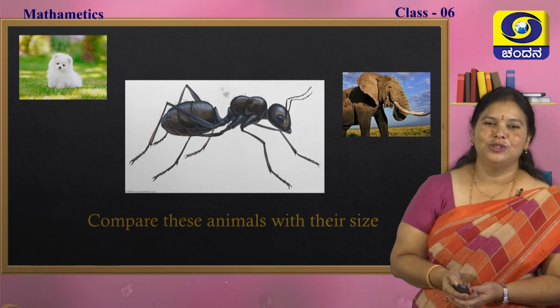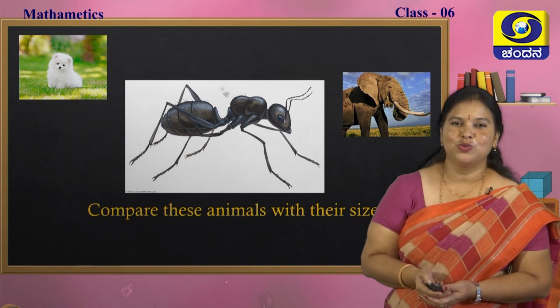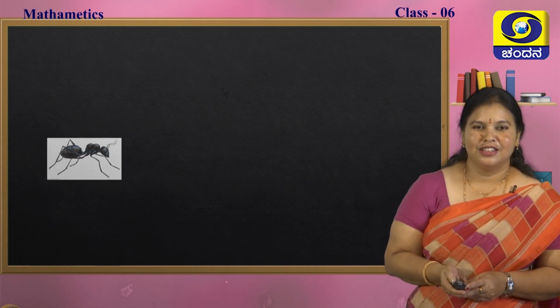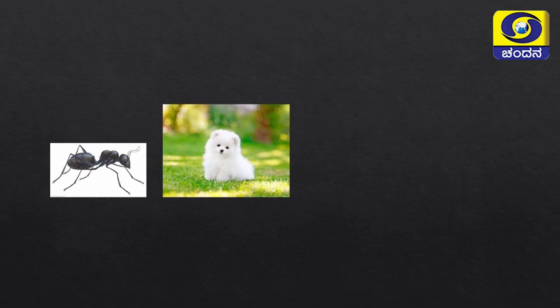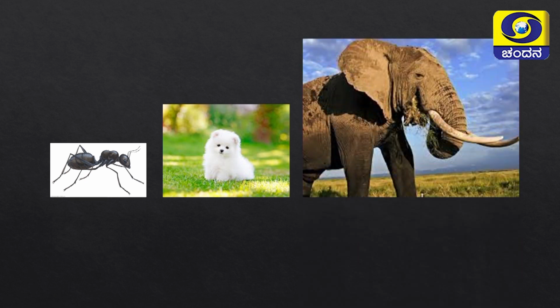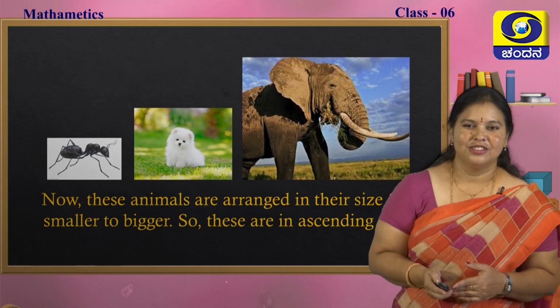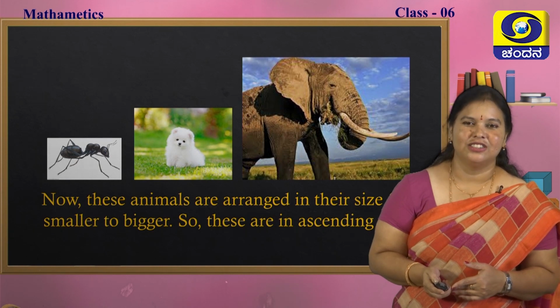So, what you have to do is, you have to compare these animals with their size. You have to arrange them in a proper order, in increasing order or decreasing order. First we will put ant and puppy in the middle place and elephant in the first place, because we have arranged in an increasing order. Arrange it in increasing order like this. Now, these animals are arranged in their size from smaller to bigger. So, these are in ascending order. We will call it ascending order.